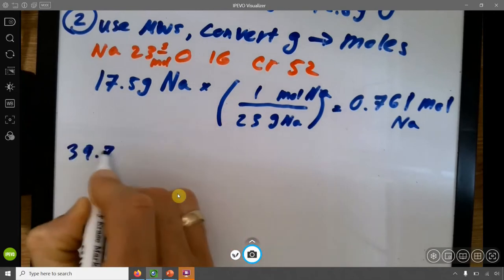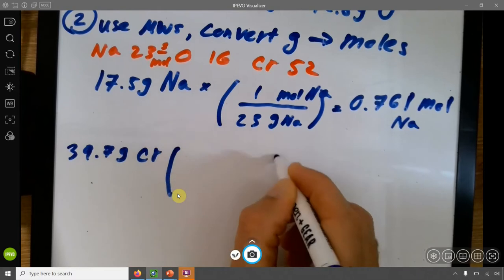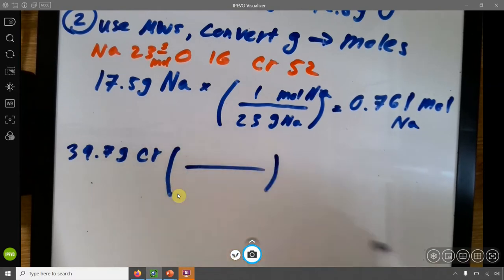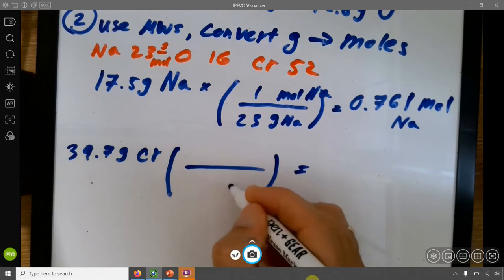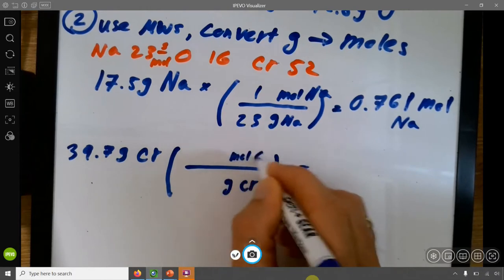39.7 grams of chromium. Again, I need to find my conversion factor. Well, that's just my molecular weight. The only question I have here is, do I put the number from the periodic table at the top or the bottom? And you just easily find that by seeing what you're trying to get. You're trying to get to moles and out of grams. So I want to put grams at the bottom, grams of chromium, and moles of chromium at the top.